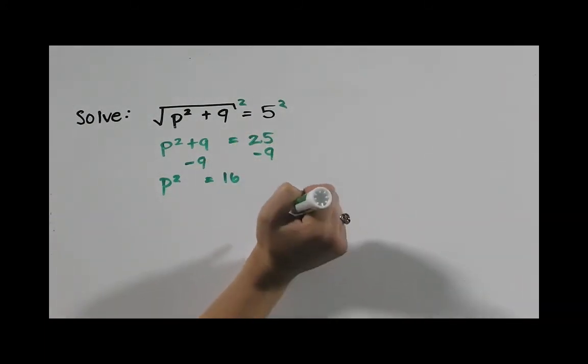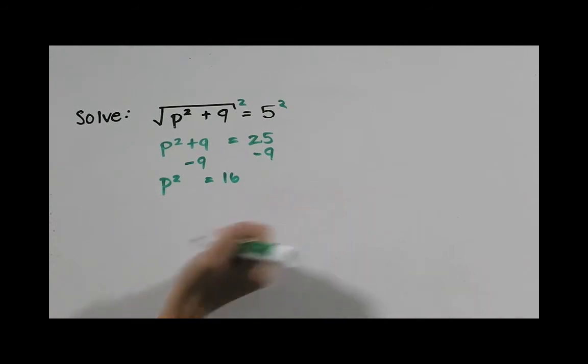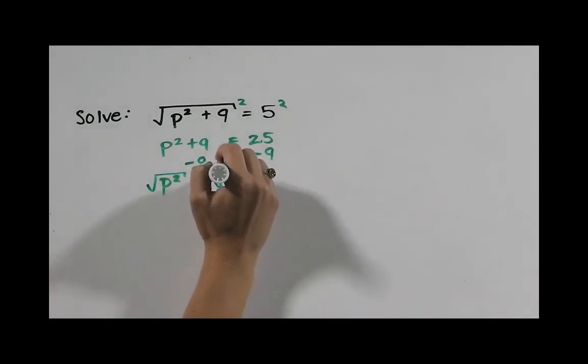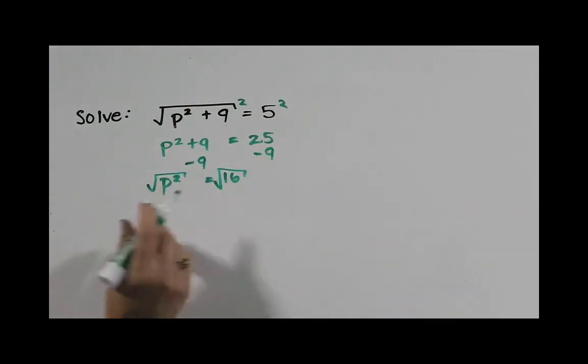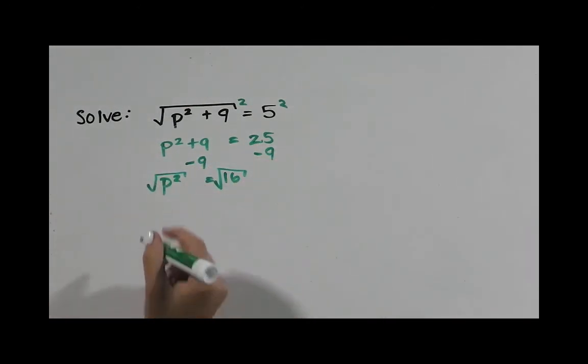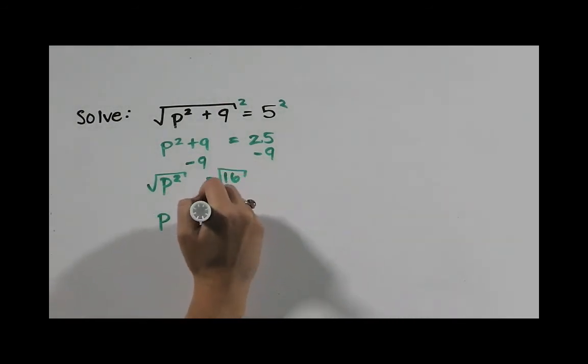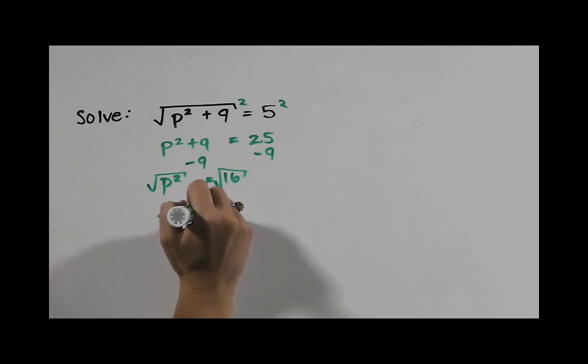Looks pretty good. So, from this point, if we take the square root of both sides, well, we can certainly do that because we're just taking the square root of one thing at a time. We're going to end up with p equals the square root of 16, which is 4 or -4.